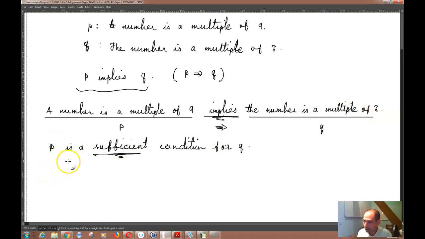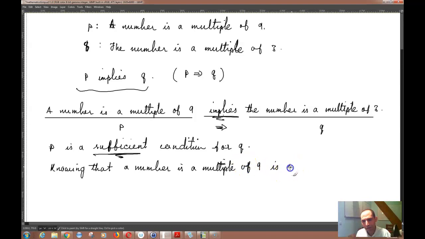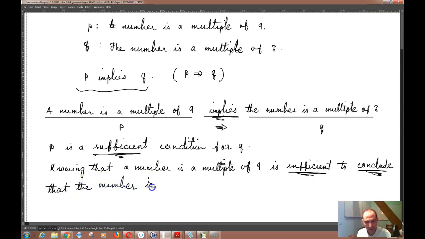So what this means is that knowing that the number is a multiple of 9 is sufficient to conclude that the number is a multiple of 3. That is the meaning of this part.